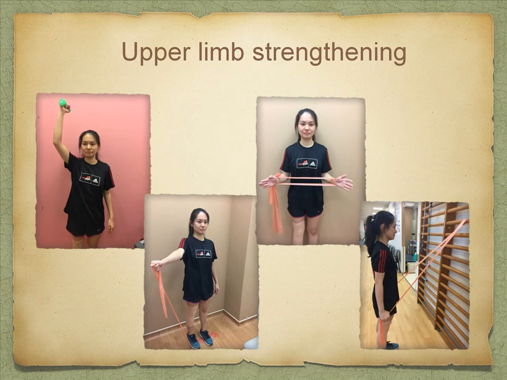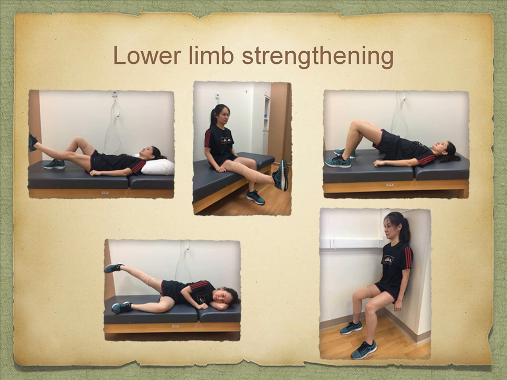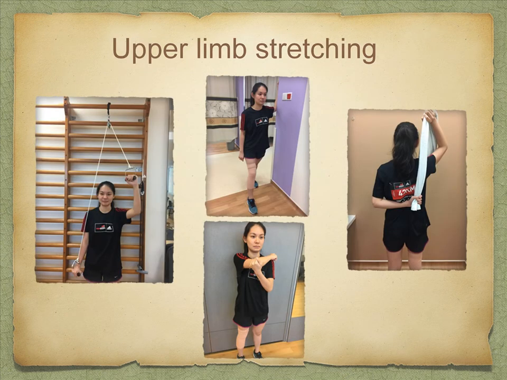Next, we move on to different types of exercises. These pictures demonstrate some of the upper limb strengthening exercises which target the rotator cuff muscles, periscapular muscles, and arm muscles such as deltoid, biceps, and triceps. Lower limb strengthening such as straight leg raise, bridging, and wall slides target the quads muscles, gluteus maximus, and gluteus medius.